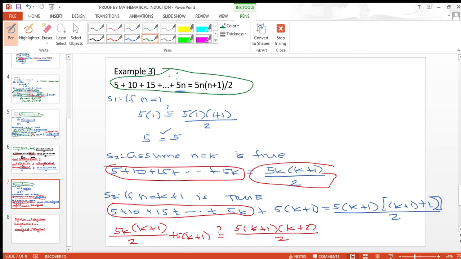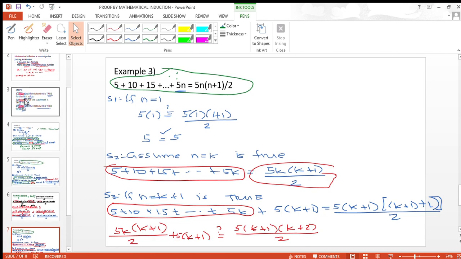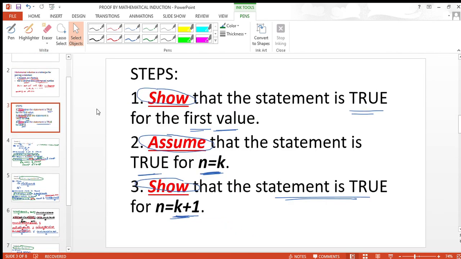So we have the 3 examples for proof by mathematical induction. So we have again the important steps. Step 1, assume or show that for the first value, so normally the first value is n equals 1, it's true. Step 2, assume that if you take n equals k, the statement is true, then finally show that the statement is also true for n equals k plus 1. Okay, so I hope this is clear.